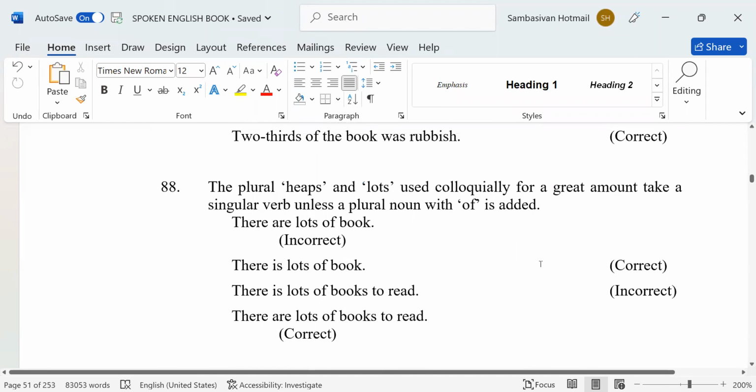The plural heaps and lots used colloquially. Colloquially means day-to-day usage. Colloquially, for a great amount, take a singular verb unless a plural noun with of is added. There are lots of books. Incorrect. There is lots of books to read. Incorrect. There are lots of books to read. Correct.